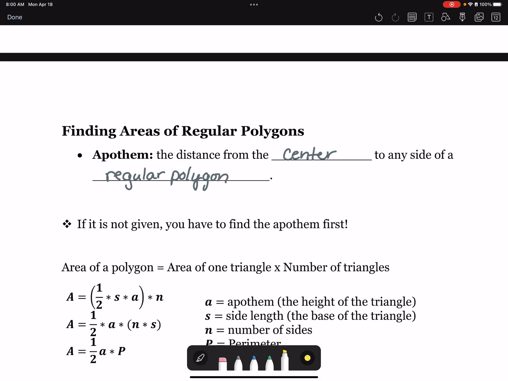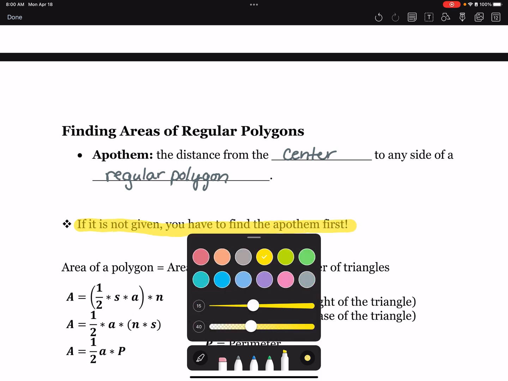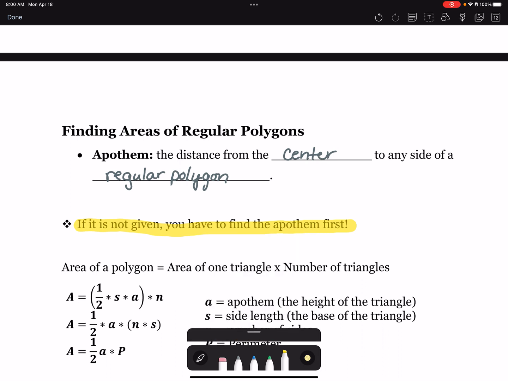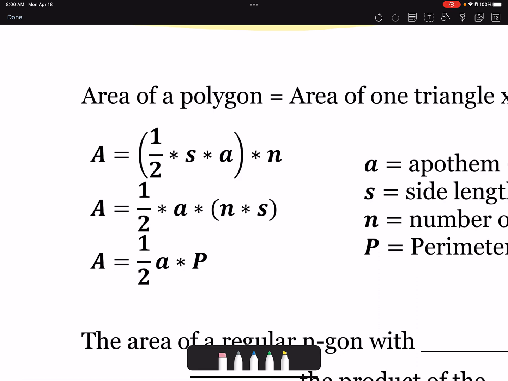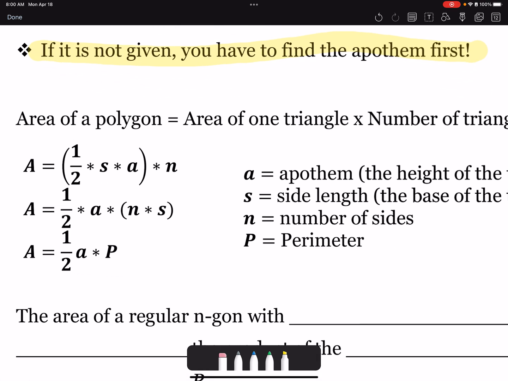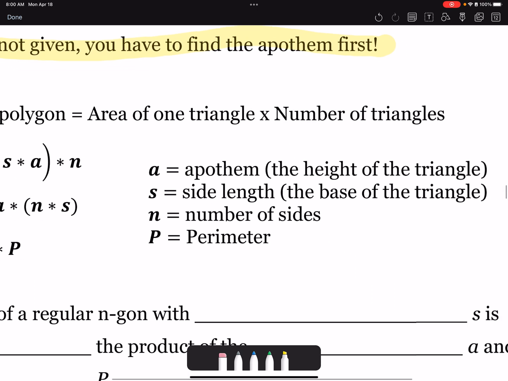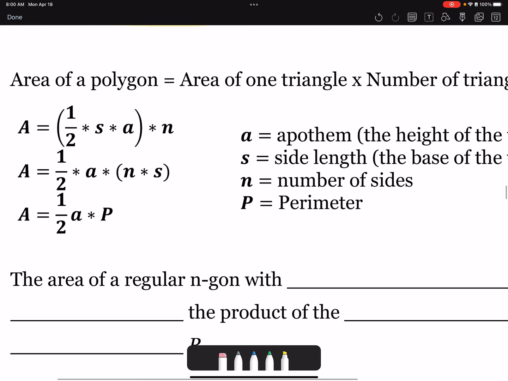What is important to remember is that if you are not given the apothem, you have to find it first. So my formula looks like this. I say the area of a polygon equals the area of one triangle times the number of triangles. That can be broken down into the following formulas. I'm doing 1/2 times the side length times the apothem, which would be the height of the triangle, times the number of sides.